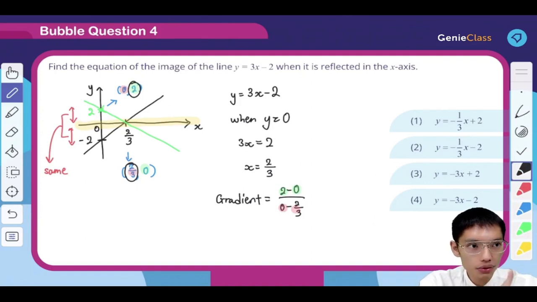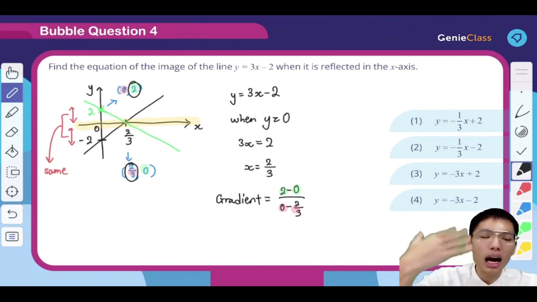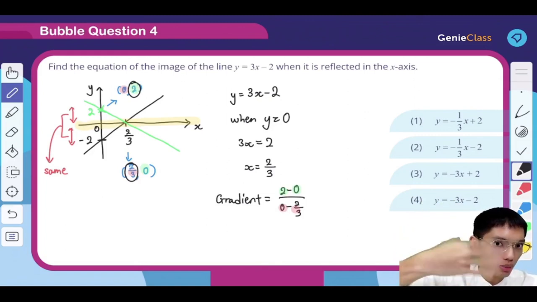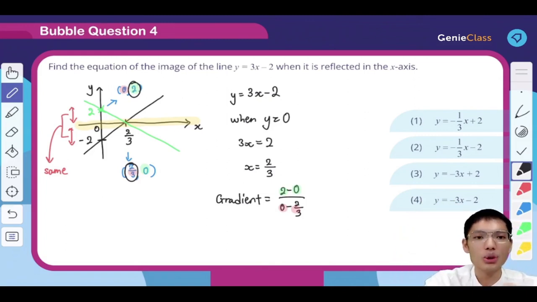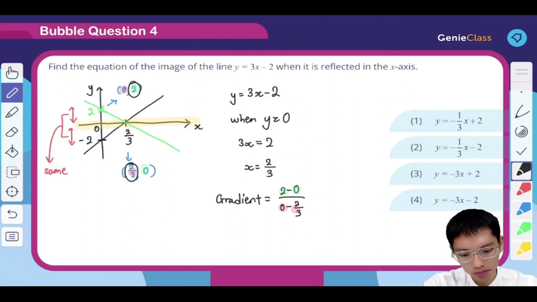Take note, can we just flip the signs? Is it always true? Depending on how we actually flip it, the gradient may not be just flipping it up. So we always actually have to calculate the gradient straight, depending on the coordinates that we have. Is that clear enough, Denise?